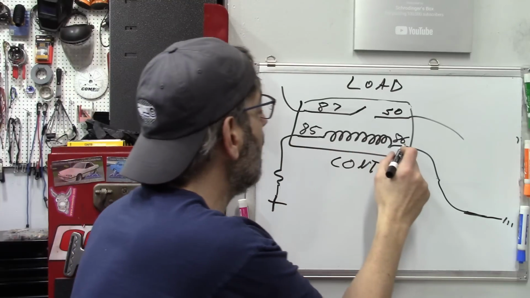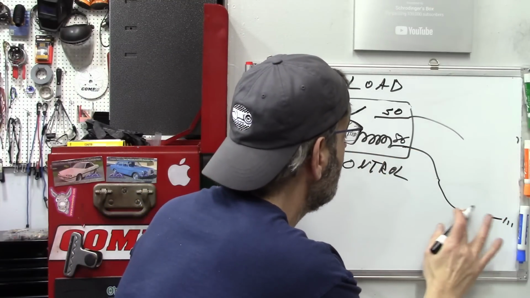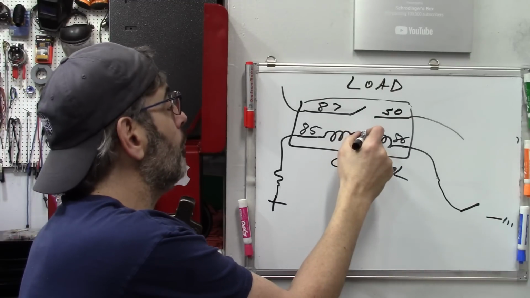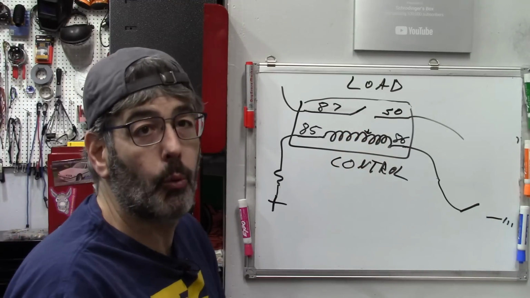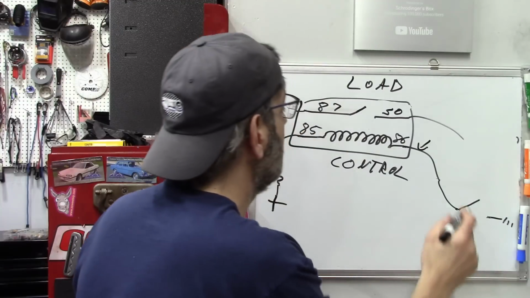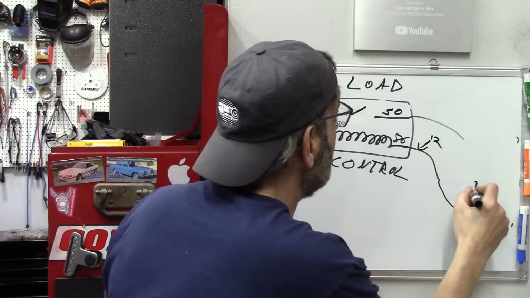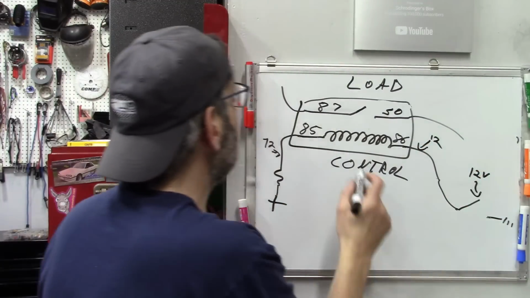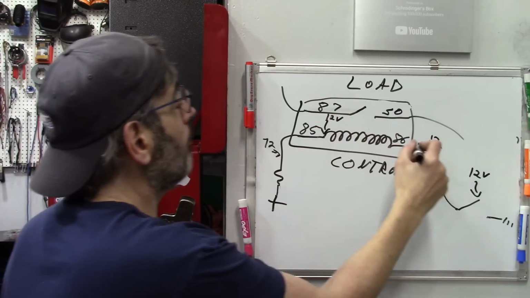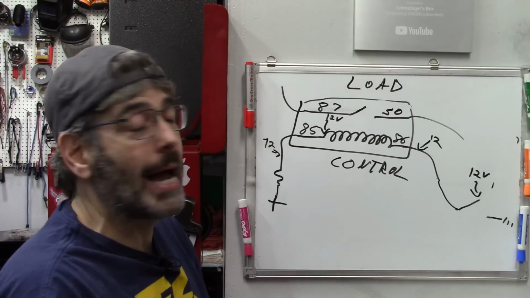So I've got power coming here, through here. When I have that switch open, what's the voltage? If I were to measure right there, what's the voltage right there? It's going to be 12 volts. So actually, anywhere along the circuit right now, 12 volts everywhere along my control side.